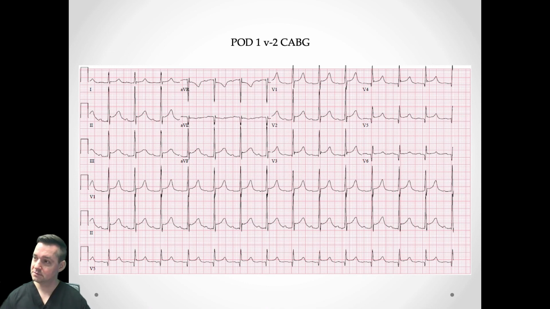So here you go. Post-op day 1, patient complains of chest pain. Nurse calls you to the bedside. Here's your EKG. What are you going to do? So what do you see? So you see ST segment elevations, right? And from a medicine standpoint, you start to get chest pain, right?